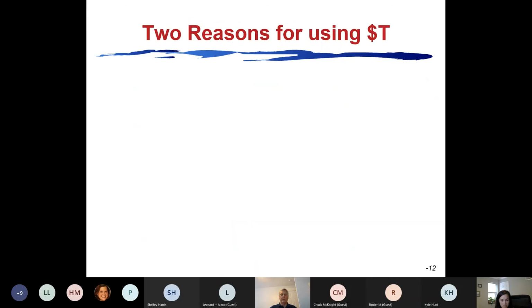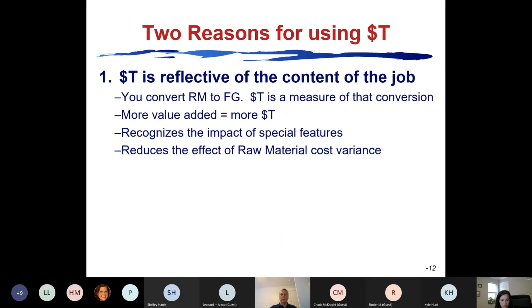That's throughput. We use throughput for two reasons instead of square feet. First of all, throughput is more reflective of the content of the job, much more than square feet. You've got two jobs exactly the same size of 40 square feet. One of them has an eased edge, the other has a mitered edge. They're the same square feet, but there's a world of difference in the labor content. Square feet doesn't recognize that, throughput does.